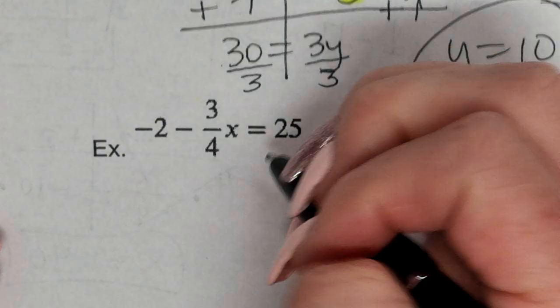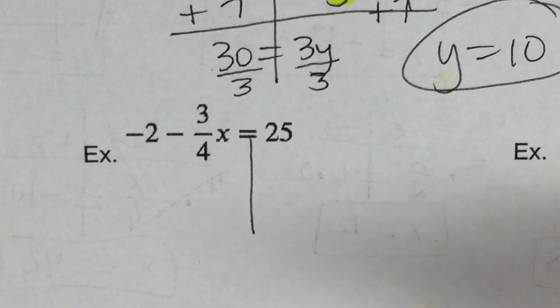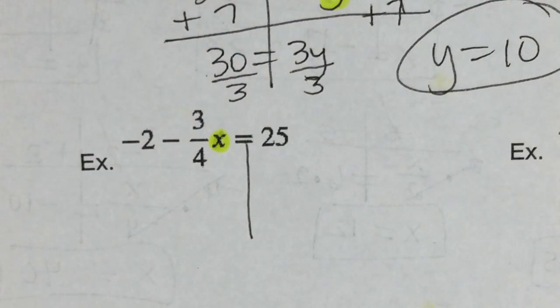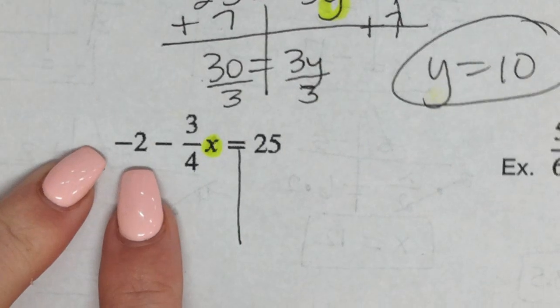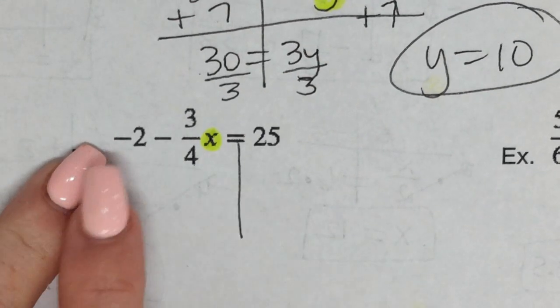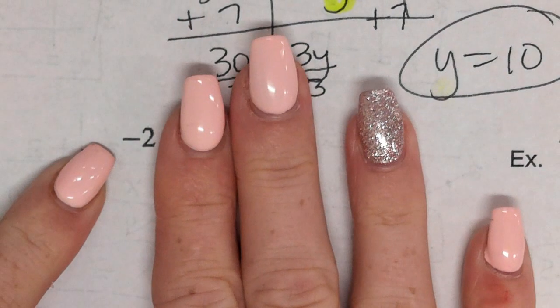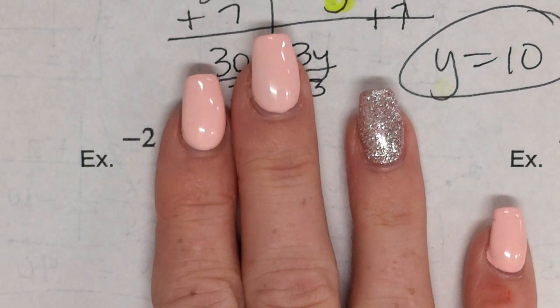Okay, so everything's the same. I don't have any like terms to combine. What's my goal? Isolate the variable. The first thing I'm going to get rid of is the constant. So how would I get rid of a negative 2? How would you zero it out? Plus 2.